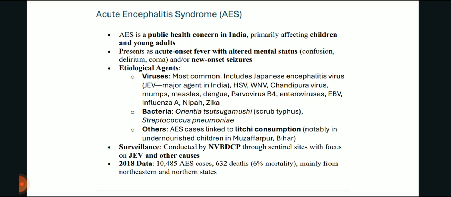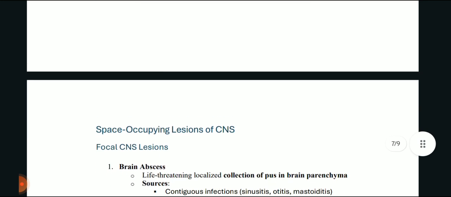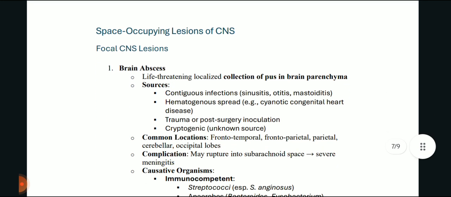Now, what is the surveillance for AES? It is conducted by NVBDCP, the National Vector-Borne Disease Control Program, through sentinel sites with focus on JEV and other causes. According to 2018 data, 10,485 AES cases were there with 632 deaths, almost 6% mortality, mainly from northeastern and northern states. That is where we give the Japanese encephalitis virus vaccine as a part of the national immunization schedule. It's not given all over India, it's given in endemic areas. So this completes our portion on encephalopathy, encephalitis, and acute encephalitis syndrome.